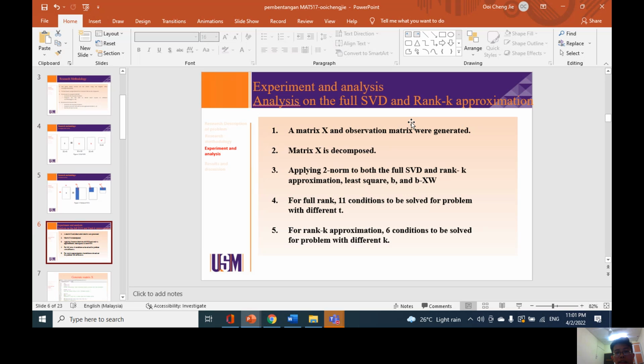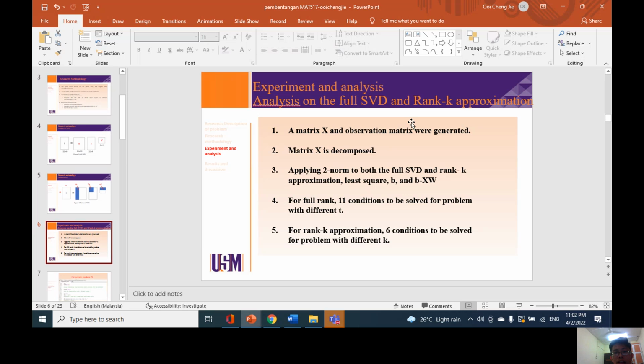Next, we are going to apply the second norm to both full SVD and rank K approximation. Then for the least square, B and B minus SW. That means we will have a generation of the least squares, but we are going to pick up the best value using the second norm.